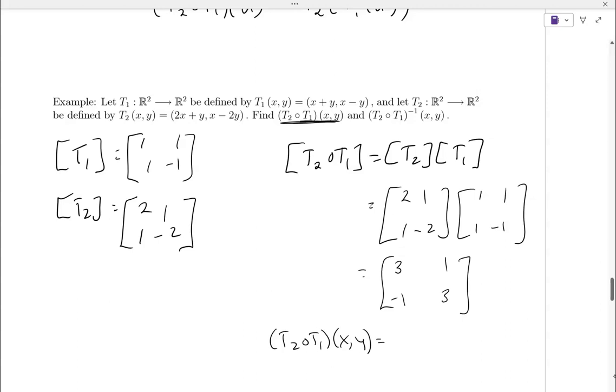So from the matrix now, and since we're using standard bases everywhere, we should be able to read off the outputs now, right? What will be your first component for the composition? 3x plus y, good. Yeah, we're just reading that across the row. And your second component will be, yeah, the -x plus the 3y. That makes sense, what we're doing?